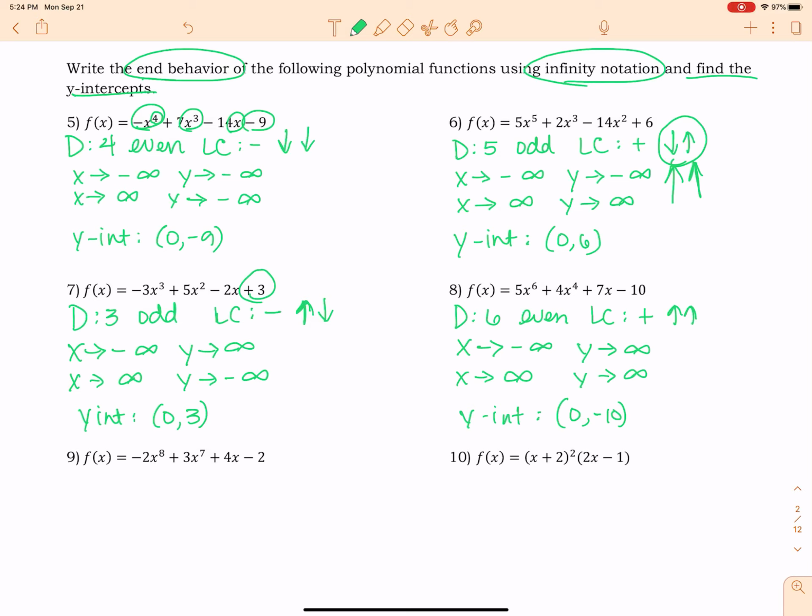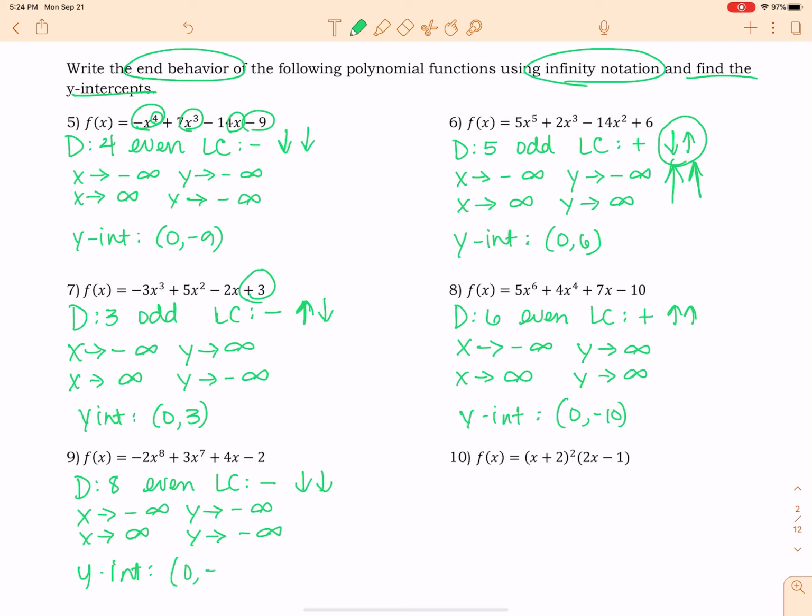Awesome. Okay, so for this number 9 right here, my degree is 8. That's even. My leading coefficient is negative, so that means that I've got down, down behavior. So as x approaches negative infinity, y approaches negative infinity. As x approaches positive infinity, y approaches negative infinity. My y-intercept, of course, easy peasy lemon squeezy, is 0, negative 2.